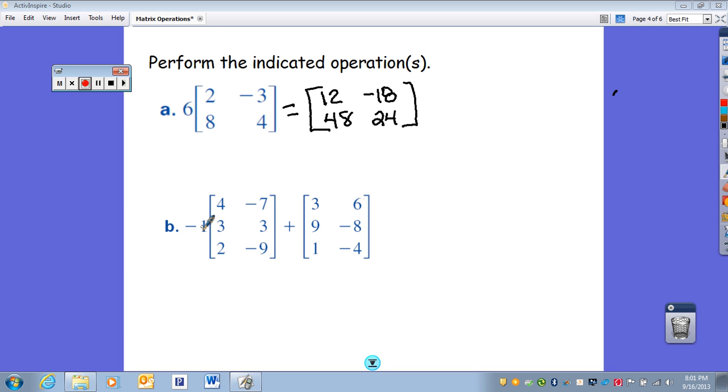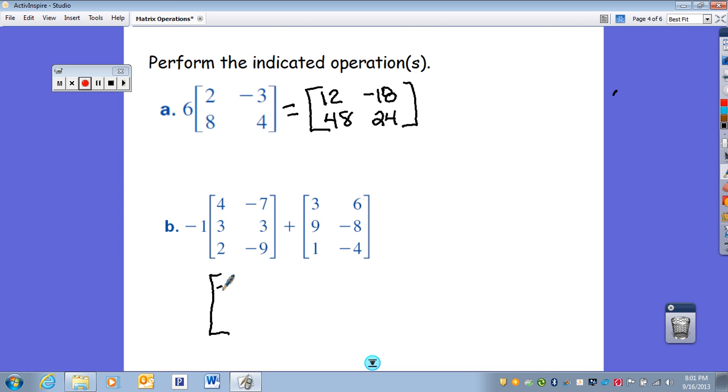In our next example, we have two operations going on. We have our scalar multiplication with our first matrix, and then we have addition. We also need to take a look at the size, and it looks like they are the same size. So the first thing that we need to do, similar to what we would do if we had distributive property, is to multiply the negative 1 times each of the elements in this matrix.